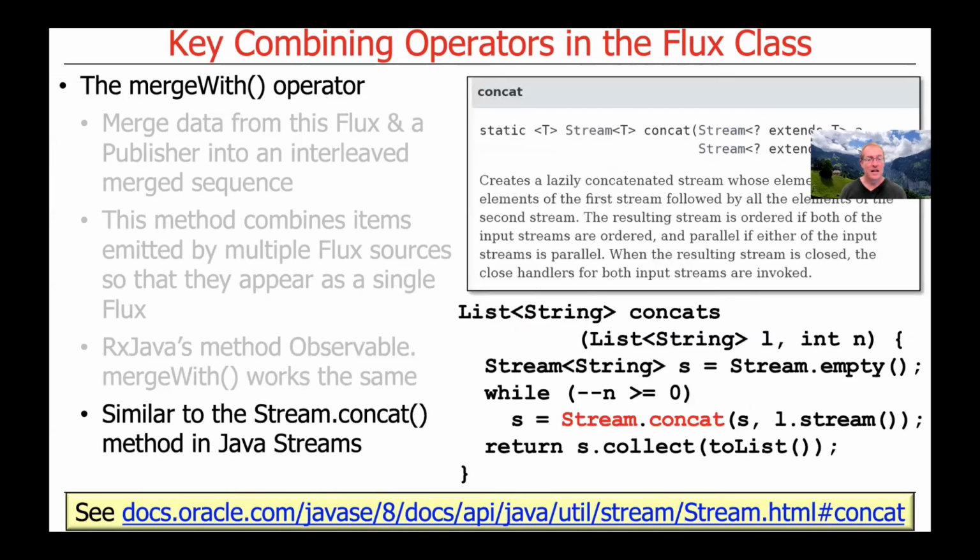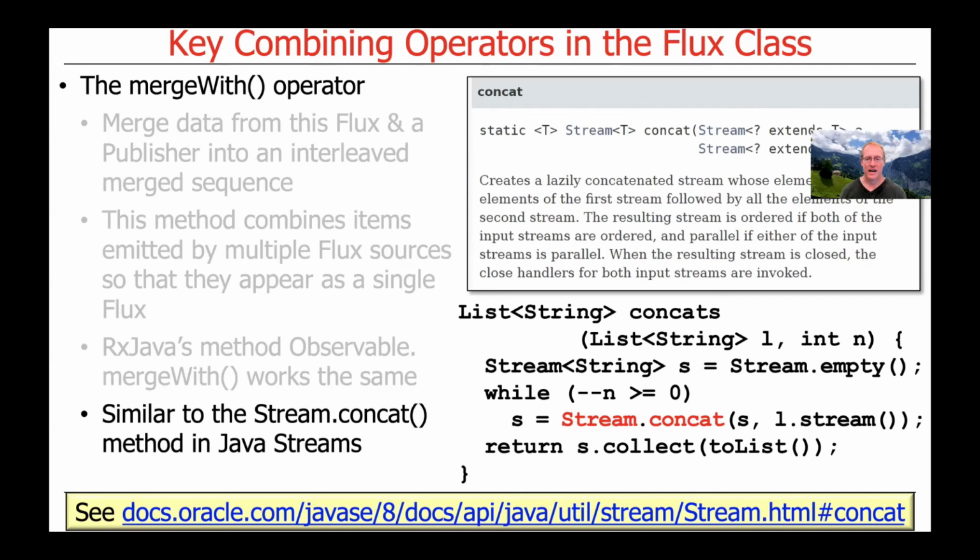These methods are both very similar to the Java streams concat method. So here's an example of concat, which you can read more about at the link at the bottom of the slide. What it's doing is it's basically taking a list of strings and a value n, and it's going ahead and essentially concatenating the list of strings n times. It's actually kind of an interesting little algorithm.